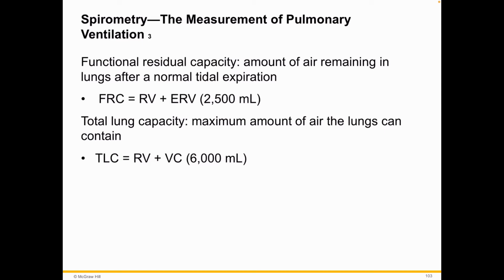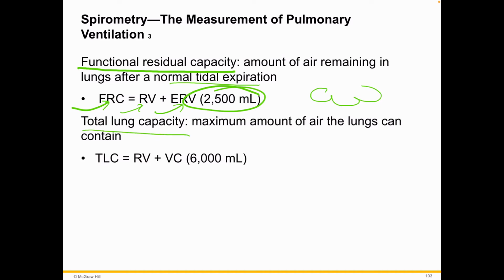These are all flashcard stuff. This is the amount of air that stays in the lungs after a normal tidal expiration, and so this is again a reserve volume. Your functional residual capacity is the residual volume and your expiratory reserve volume all together. So it's about 2,500 milliliters.